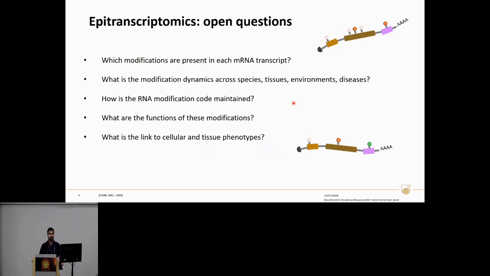And although the epitranscriptome is extensively studied, we still have so many open questions regarding it. The primary question is which modifications are present in each mRNA transcript, or in other words, we're still struggling to detect RNA modifications. And from this struggle to detect them, there are so many other open questions, such as what is the modification dynamics across different species, tissues, environments, and also diseases? Then how is the RNA modification code maintained? What are the functions of the modifications? And what is the link to the tissue and cellular phenotypes?